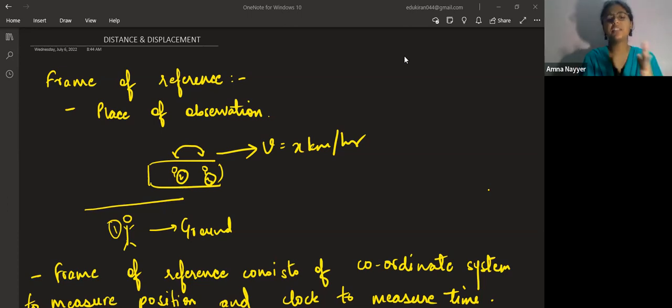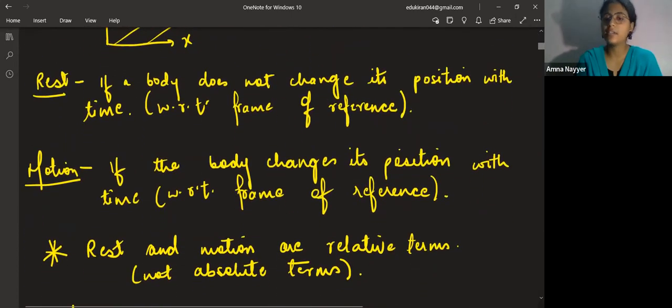From frame of reference, everyone knows that it is the place of observation from which you are observing. For example, for a person standing on the ground, it may appear that a person sitting in a moving train is in motion, but for the passenger on the opposite side within the train, the person will appear at rest. Whether the person we are considering is in motion or at rest, both answers are right. It just depends upon the place of observation. You cannot just designate as in motion or at rest.